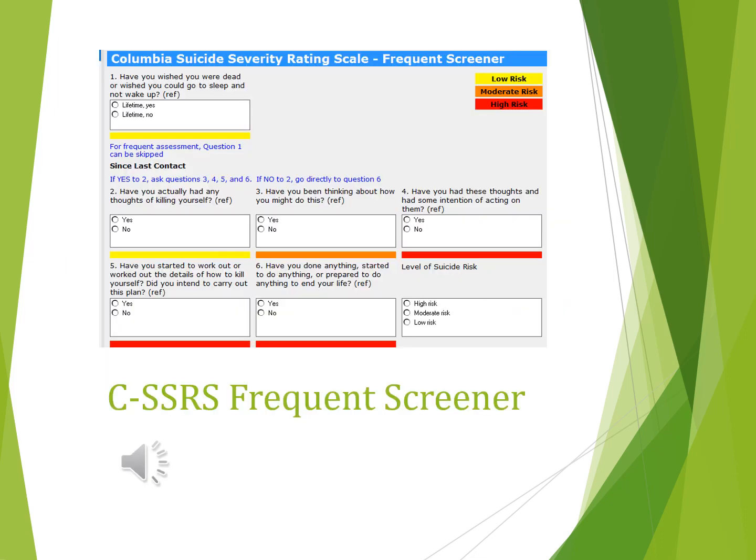This screener is used in the ER as a quick screen, but it doesn't contain all of the information needed if the patient screens moderate or high risk. If your patient scores high or moderate on this quick screener, you must open the full version and document all required information.